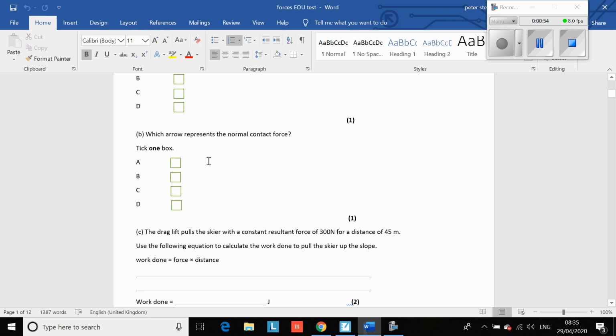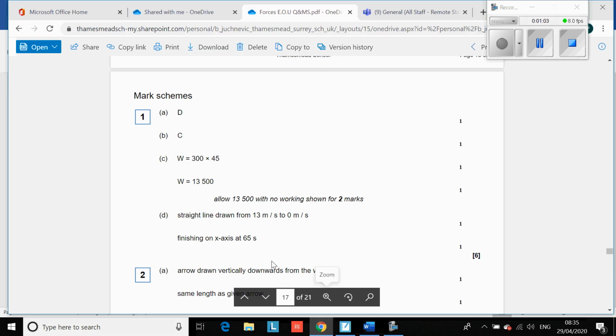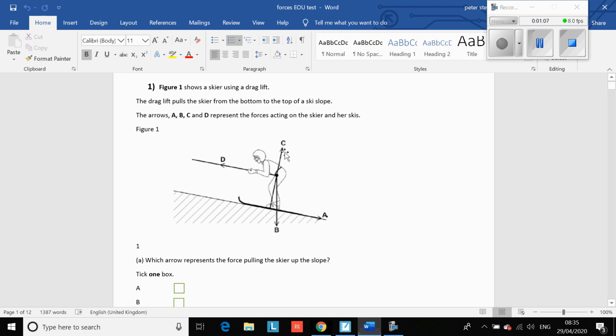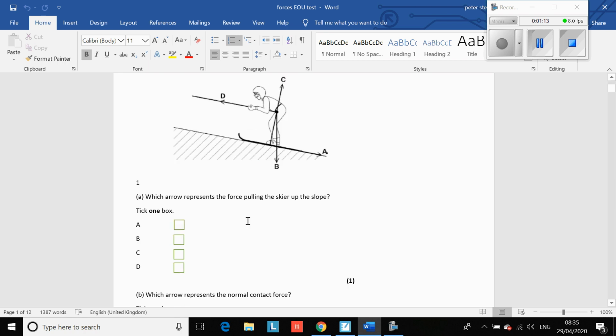And then which arrow represents the normal contact force? Now remember that normal contact force, normal meaning right angles, so it had to be C. Again, if you have a quick look at the diagram, it's at right angles to D. Okay, remember, it has to be at a right angle, so there was a clue in there.